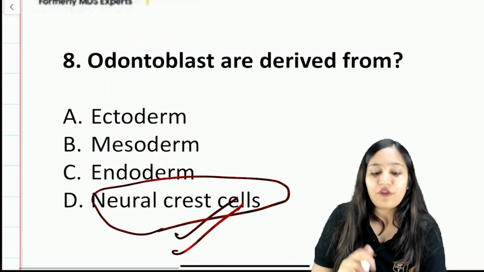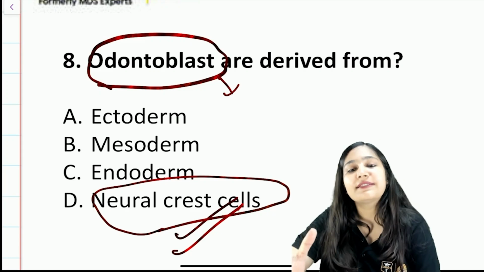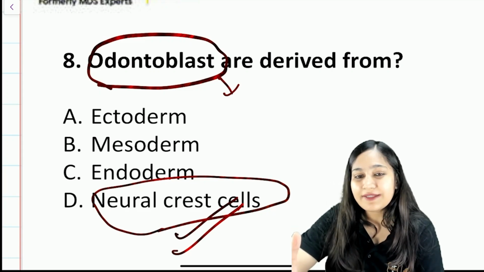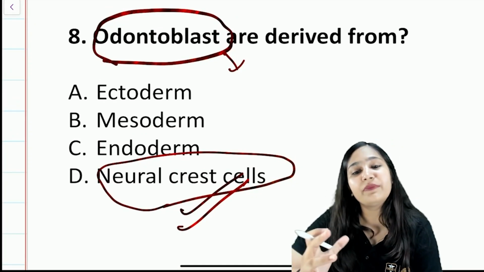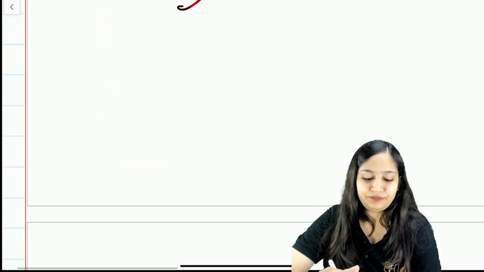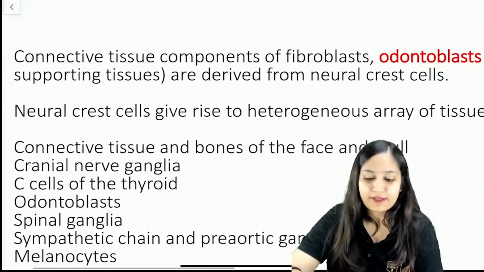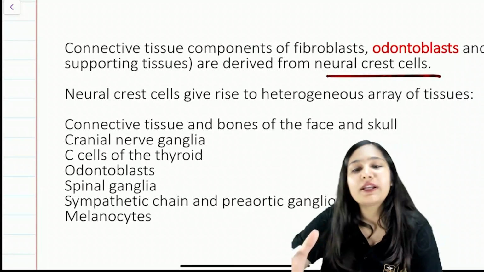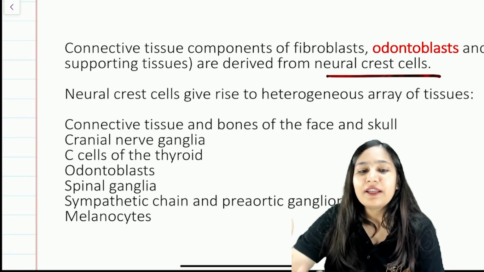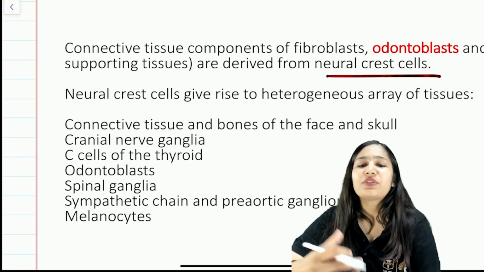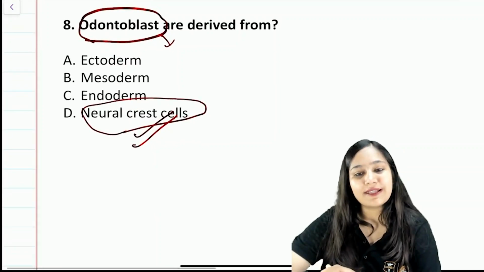So odontoblasts definitely form what? Odontoblasts are which cells? Dentin forming cells. As they are dentin forming cells, dentin is basically derived from neural crest cells. So all the tooth supporting structures as well as tooth structures are derived from neural crest cells except enamel. Connective tissue components such as fibroblasts and odontoblasts are mainly derived from neural crest cells. Neural crest cells can give rise to an array of tissues such as connective tissue of face and skull, cranial nerves, odontoblast cells, and melanocyte cells. So they can differentiate into a wide array of cells. So the correct answer here is neural crest cells.